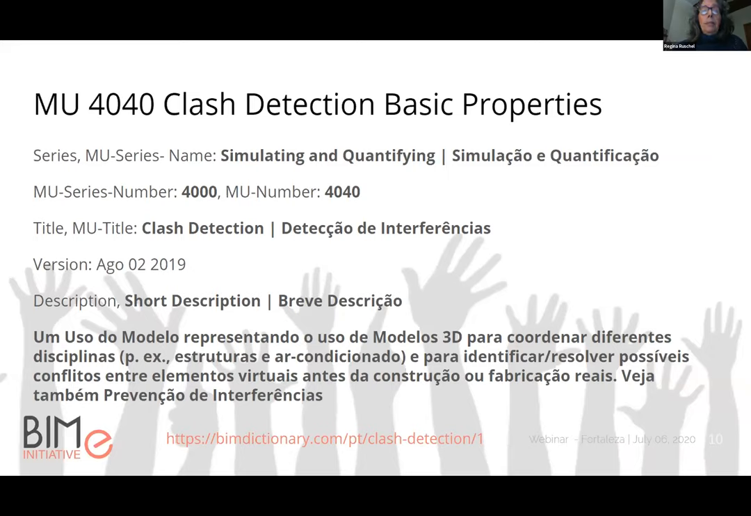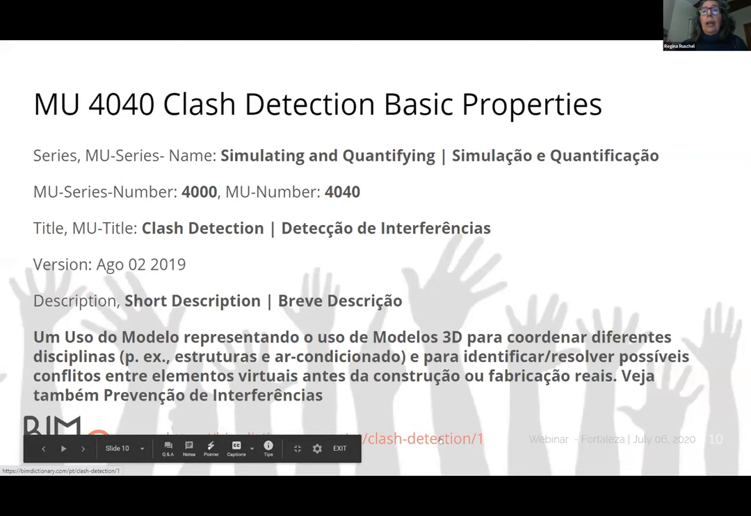Essa descrição breve aqui é a descrição breve que já existia em português no BIM Dictionary. Então, no BIM Dictionary está dito que a detecção de interferências é um uso do modelo, representando o uso do modelo 3D para coordenar diferentes disciplinas e para identificar e resolver possíveis conflitos entre elementos virtuais antes da construção ou fabricação. Aqui eu tenho o link para o BIM Dictionary.